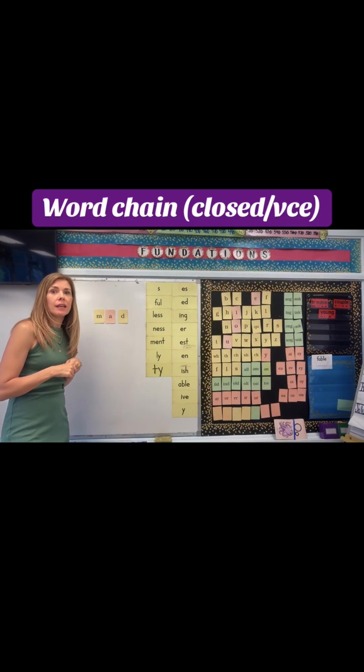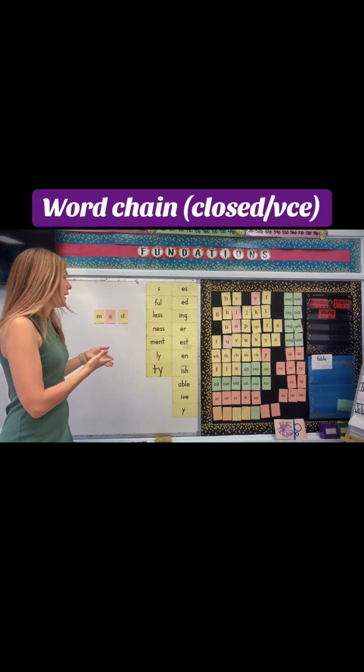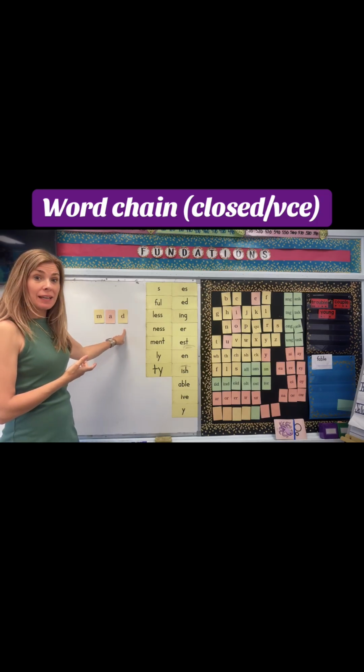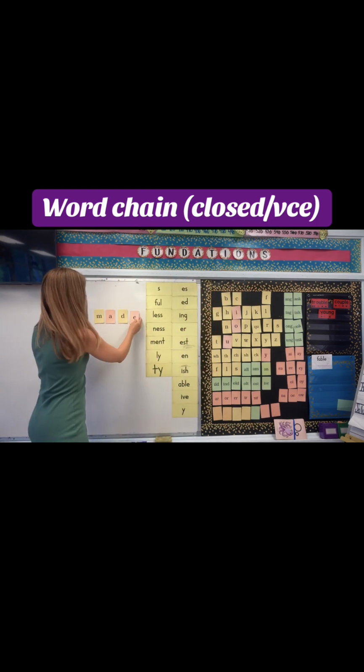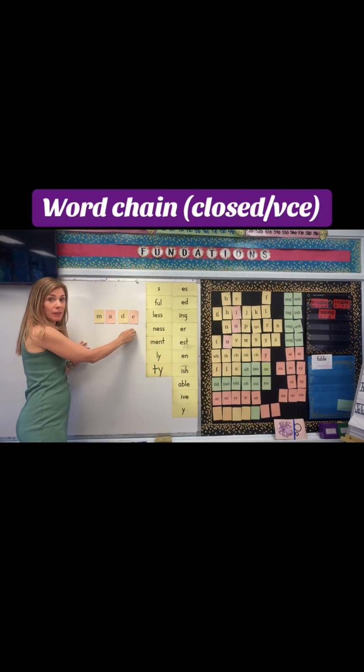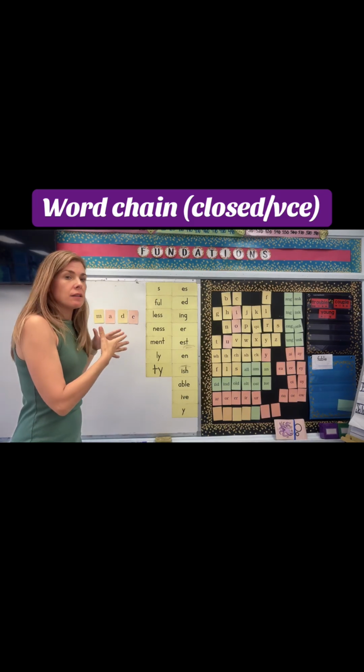So you're going to say, can you make it made? How do you turn this into the word made? How do you make this say made? Your child should add an E to the end because of the vowel consonant E syllable type. The E makes the A say its name. Then you just, again, spell the word.